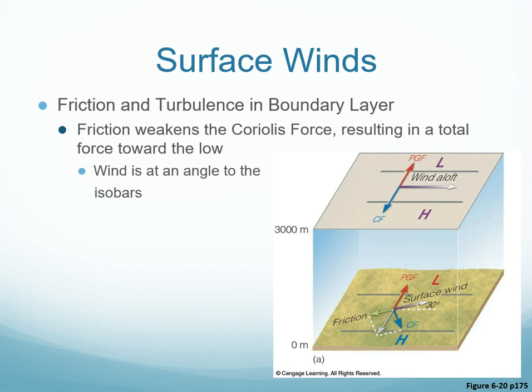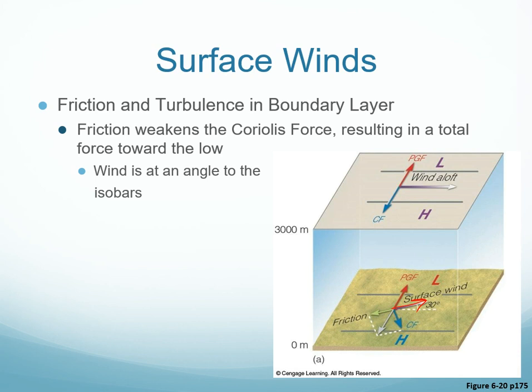So since friction is slowing down the wind, the Coriolis force isn't as strong. Because remember, the Coriolis force gets stronger as the winds get faster. So as the winds slow down because of friction, Coriolis force weakens. As a result, the Coriolis force and pressure gradient force don't exactly balance. Pressure gradient force wins, and the winds will flow at roughly a 30-degree angle to the isobars.